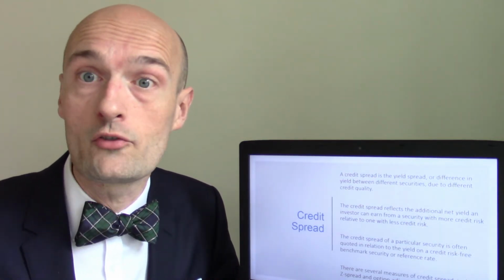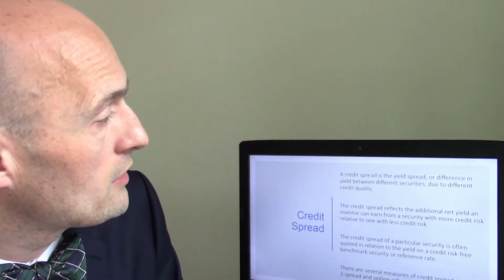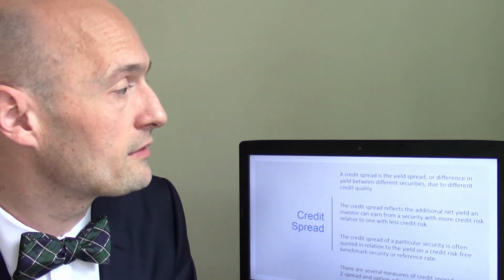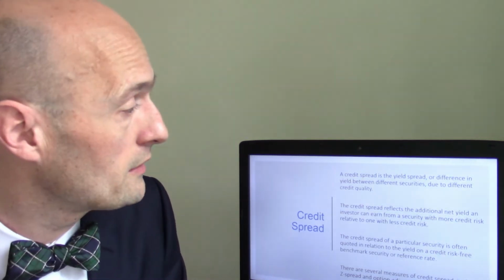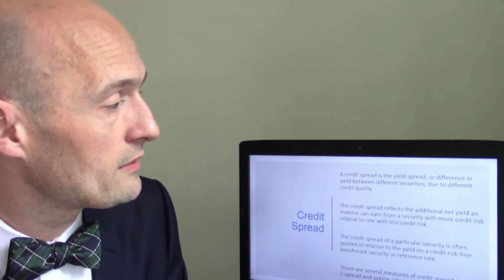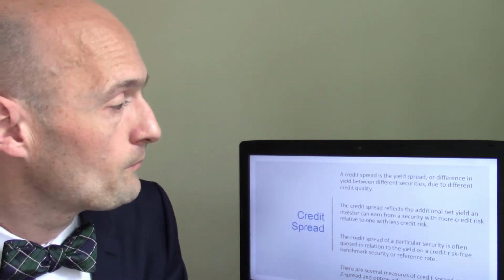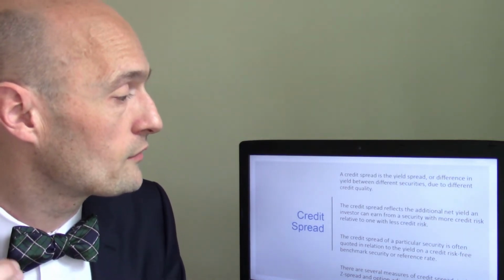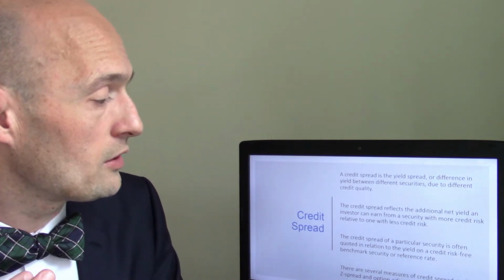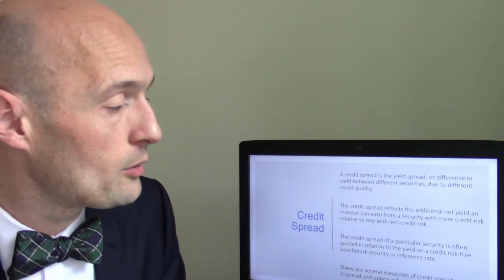Of course, there are a bunch of different ways that we can analyze or look at credit spread. So what's my definition here? A credit spread is the yield spread, or difference in yield, between different securities due to different credit quality, and it reflects the additional yield an investor can earn from a security with more credit risk relative to one with less credit risk. The credit spread on a particular security is often quoted in relation to the yield on a credit risk-free benchmark security, and as I mentioned, there are several measures including z-spread and option-adjusted spread.